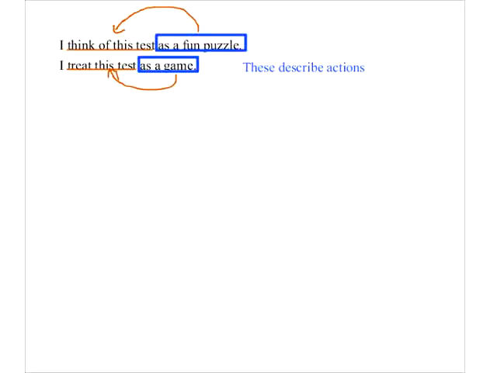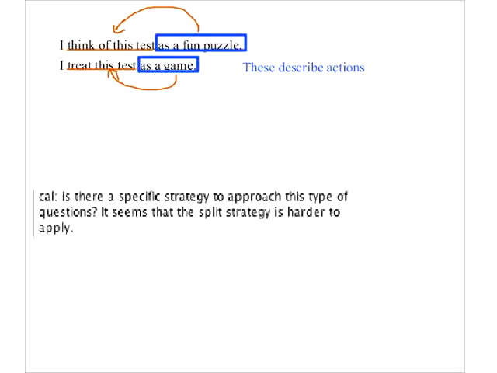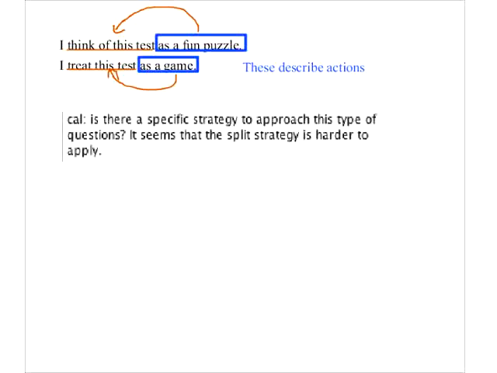Okay. Let's address this question. It's in the box here real quick. Let's make this the last one before we move on. I mean, this question here, is there a specific strategy to approach this type of question?